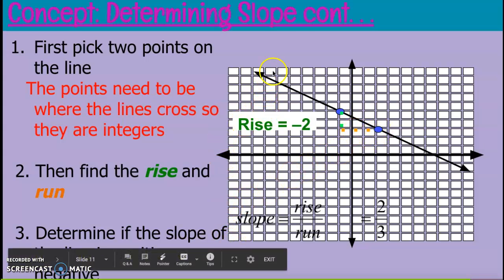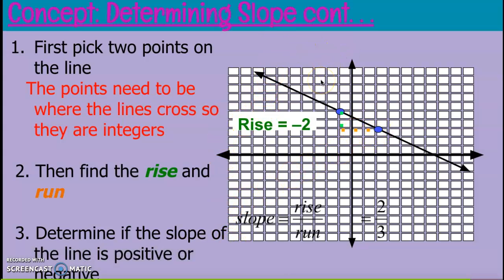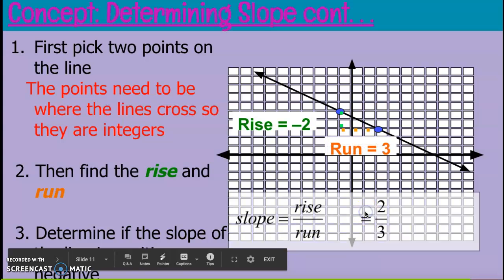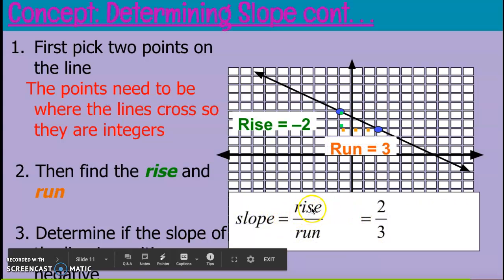Third step is to determine whether the line is positive or negative. Again, we said that if it's going from left to right up, it's positive. From left to right going down, it's negative. So we know that this one's going to be a negative slope. So we have slope is equal to rise over run. The rise was -2 and the run was 3. So it's going to be -2/3.